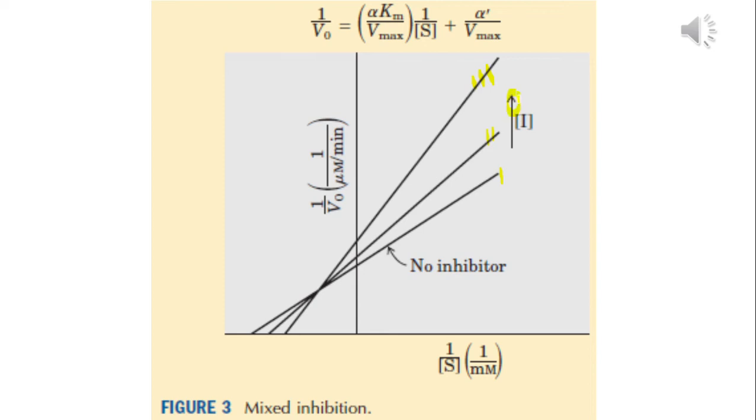And what happens to 1 by Vmax and therefore Vmax as the concentration increases? You also should be able to find out what happens to minus 1 by Km. Tell me whether it is increasing or decreasing.